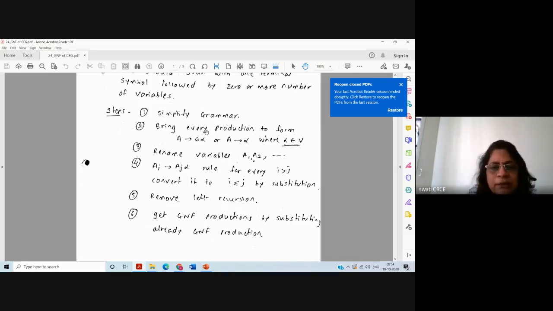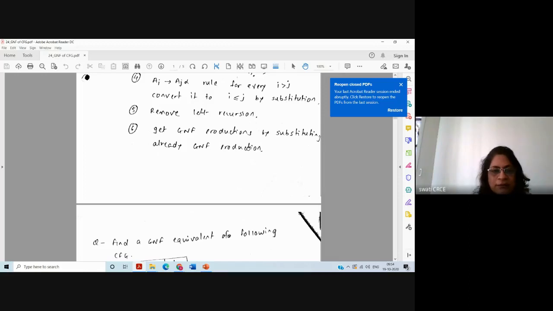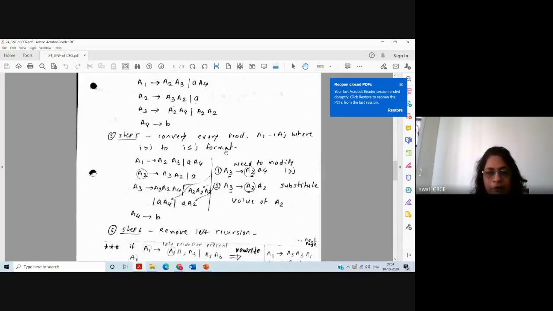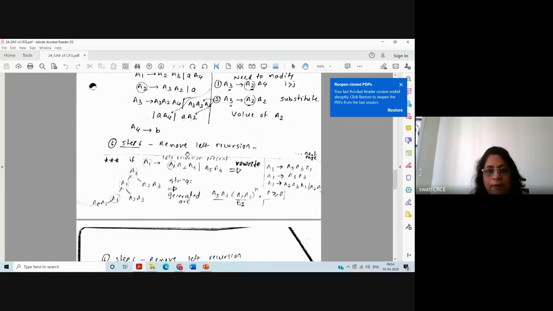So here there is one particular step called removal of left recursion. So right now I just want to introduce you to this particular step. So tomorrow when I teach you, it will be easy for you to understand. For that, this is the example that I have taken: removal of left recursion. I think this is visible to you.